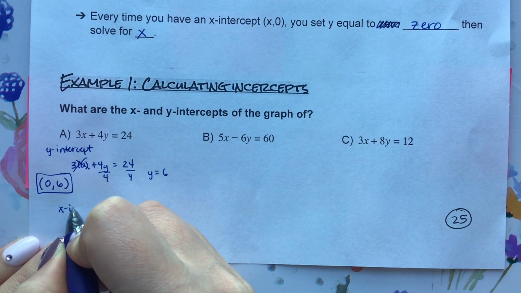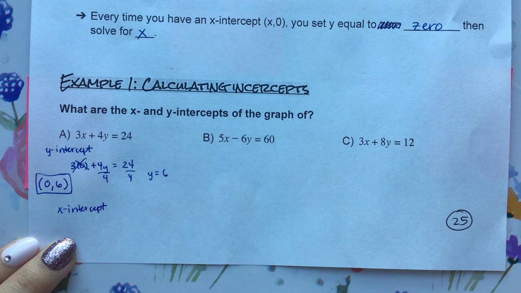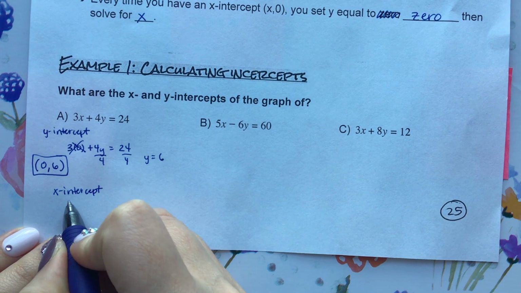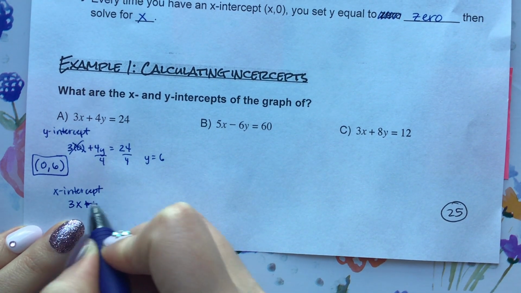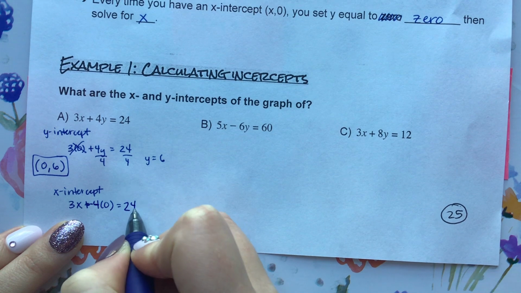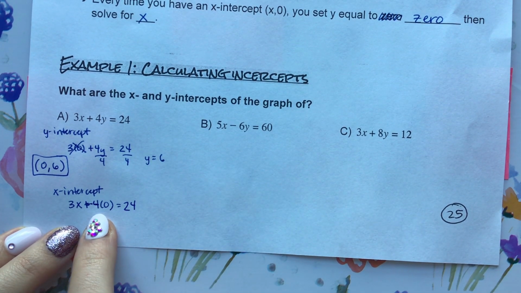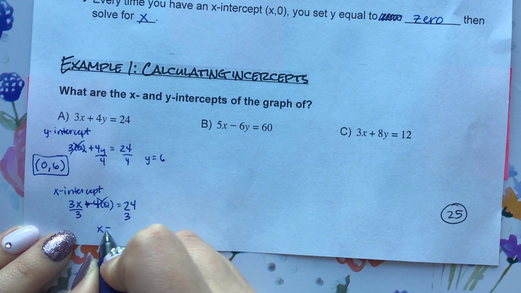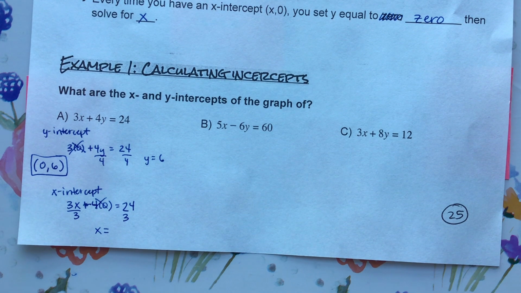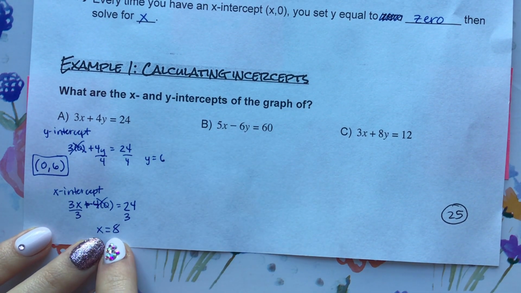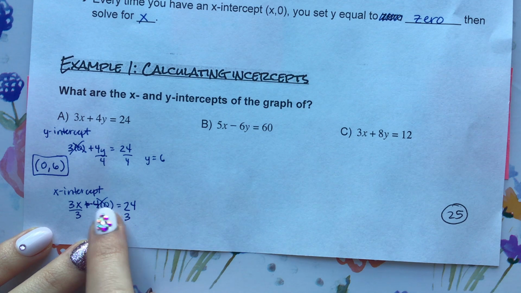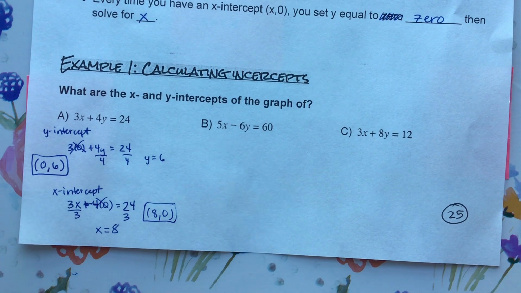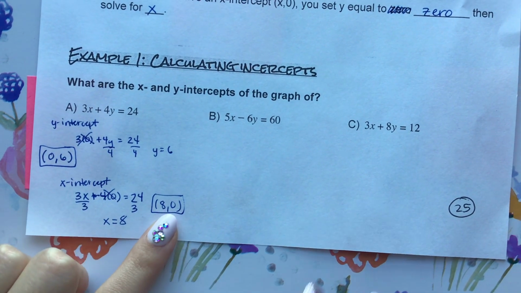If I'm doing my x-intercept, then I want the y to equal 0. So I'm going to replace this y with 0. So I'm going to say 3x plus 4 times 0 is equal to 24. Well, now 4 times 0 goes away because that's just 0. And now I'm at 3x equals 24. Divide by 3 on both sides. x is going to equal 8. Okay, x equals 8 when y equals 0. So my coordinates are (8, 0). And that's all it wanted to know. So this is my y-intercept and this is my x-intercept.